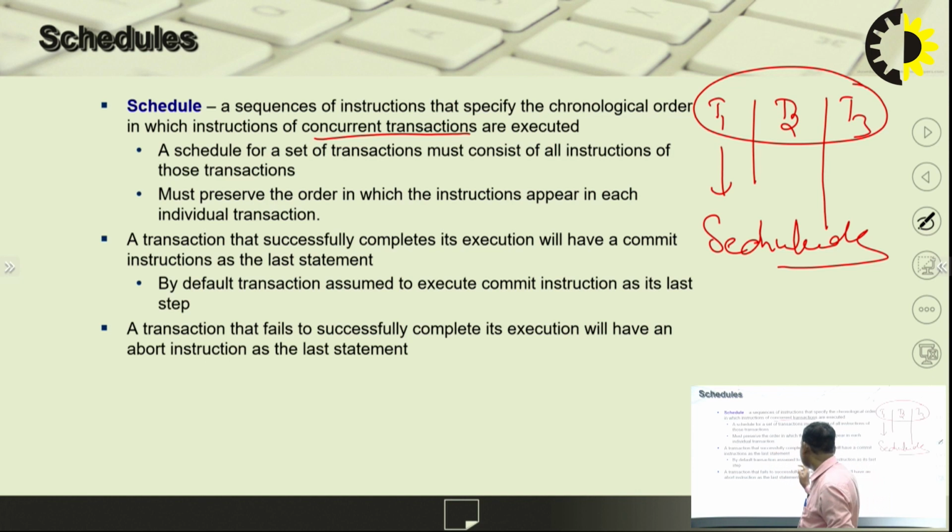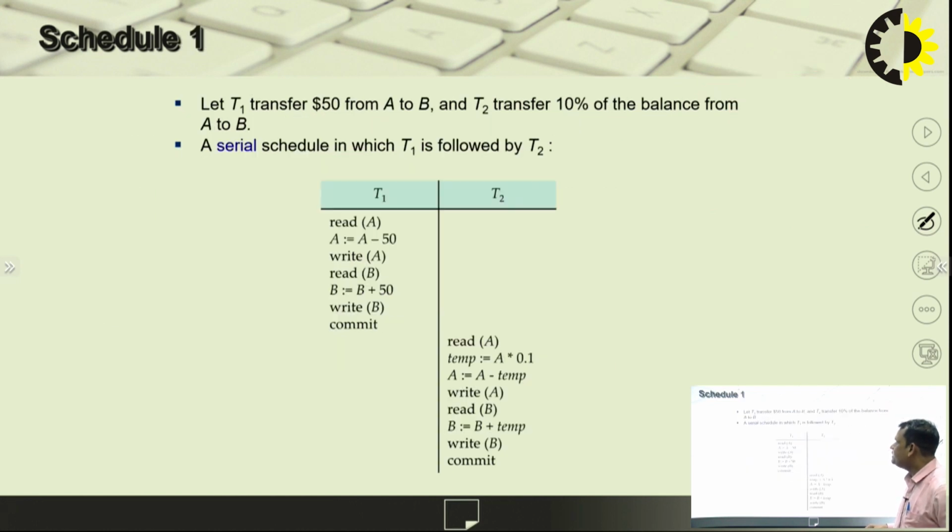A transaction that successfully completes the execution of the commit instruction, the last statement, is assumed to have executed the commit instruction as the last step. A transaction that fails does not successfully complete the execution of the last statement.